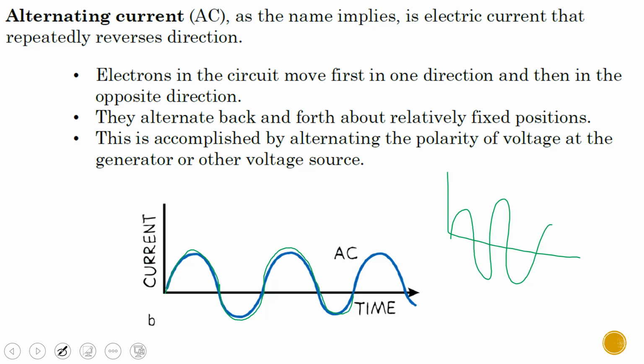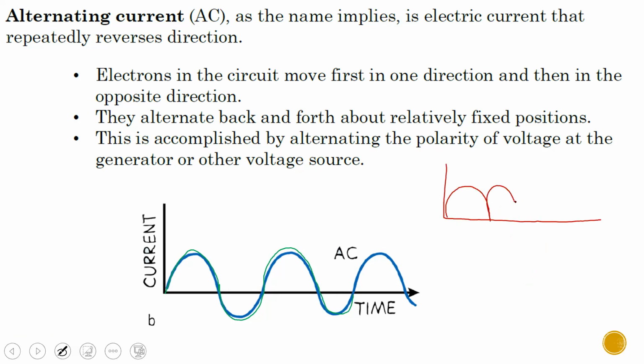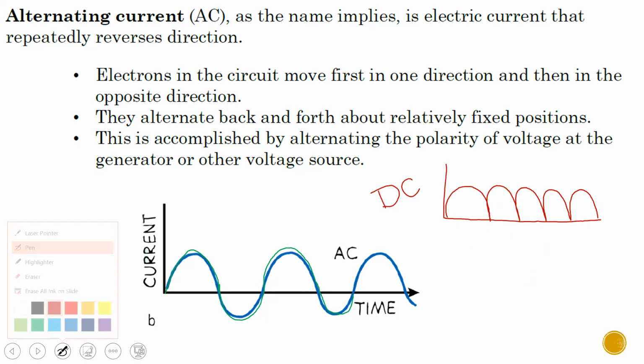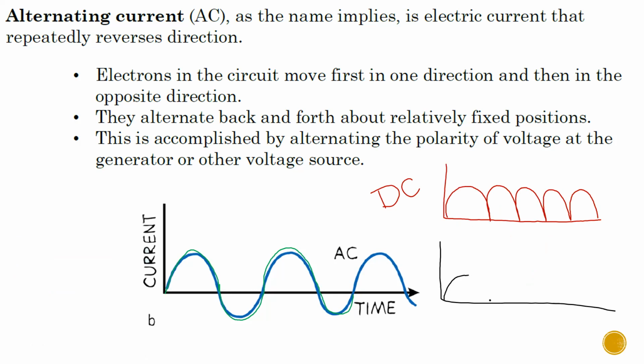Let's have this one. This is moving in one direction. As you see, this is a DC. Now, if the current starts moving in this direction, like this here, then it reverses back. At this point, it doesn't continue in the same direction, it reverses back.